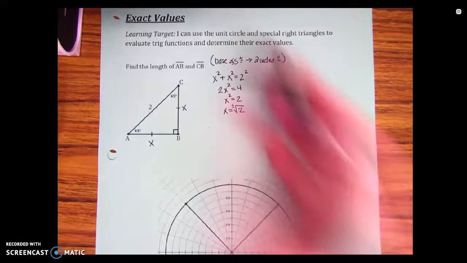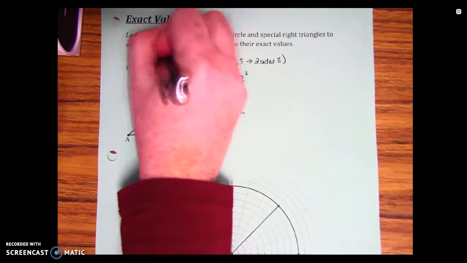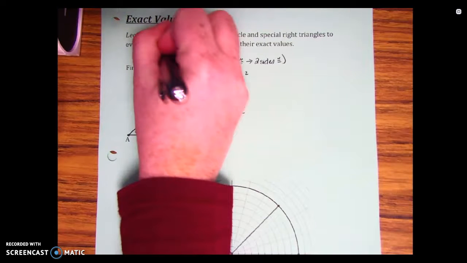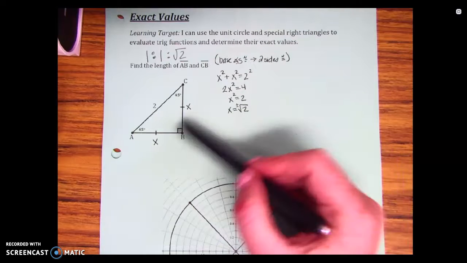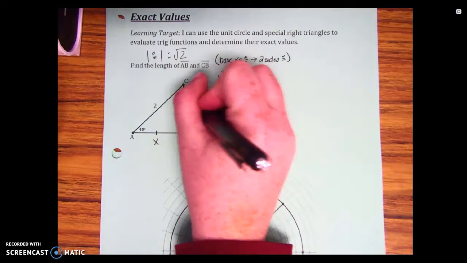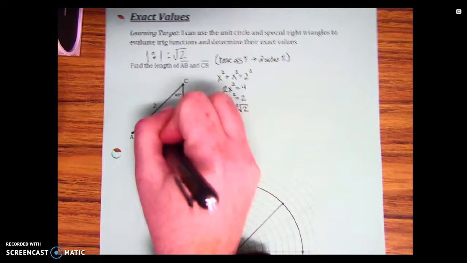A 45 degree triangle has a 1:1 to the square root of 2 ratio because two sides are the same. And then every time we do Pythagorean theorem, the hypotenuse has a scale factor of square root of 2 to get to it. So I've done Pythagorean theorem here. Two sides are the same, so this would be the square root of 2, and this would be the square root of 2.